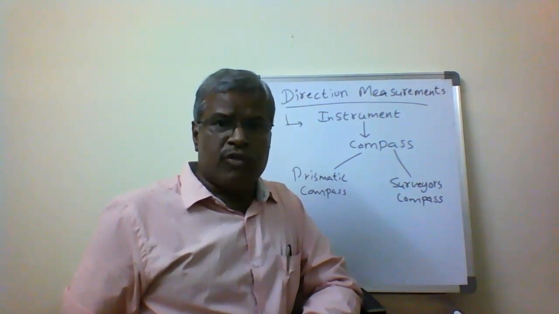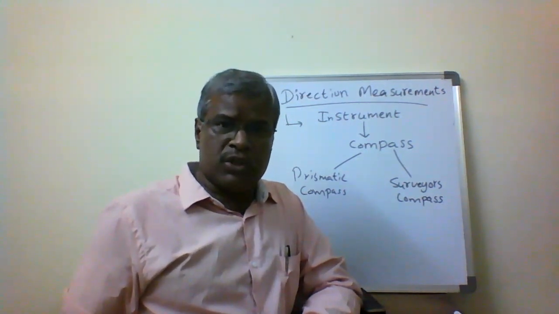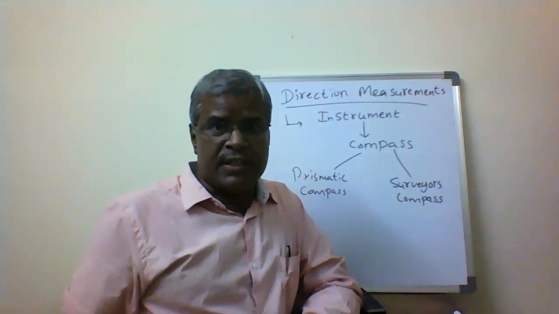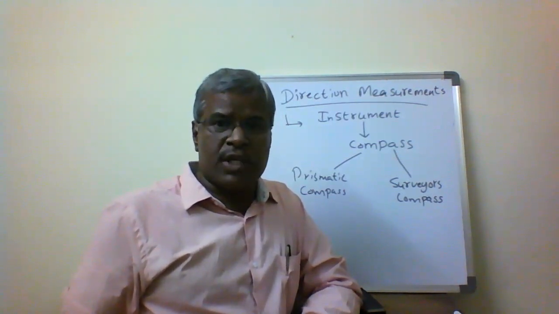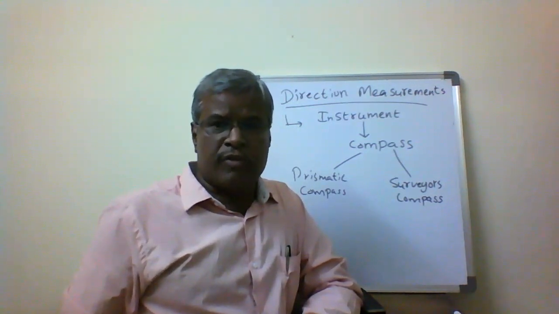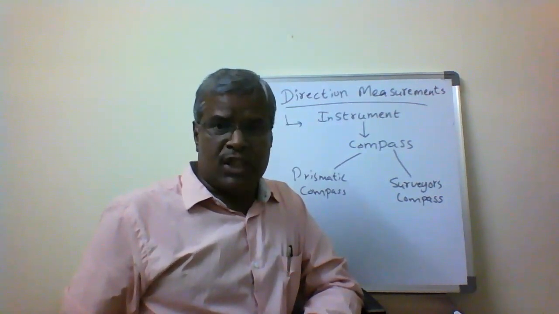So for almost all compass surveying, we are going to use the prismatic compass. Surveyor's compass is also available here. The minimum reading is 0 degrees and the maximum reading is 90 degrees, based on the quadrant, because the total 360 degrees is divided into 4 quadrants. So we measure the bearings from the north direction, and similarly from the south direction. That is called a surveyor's compass.